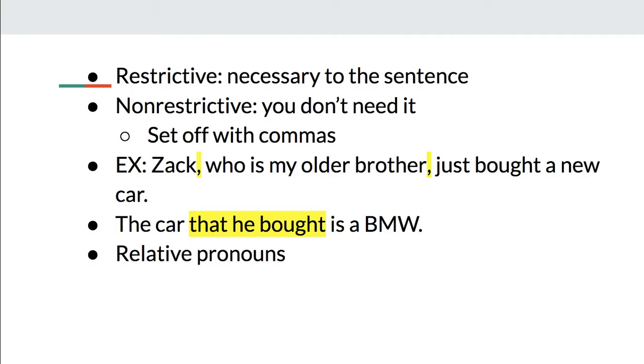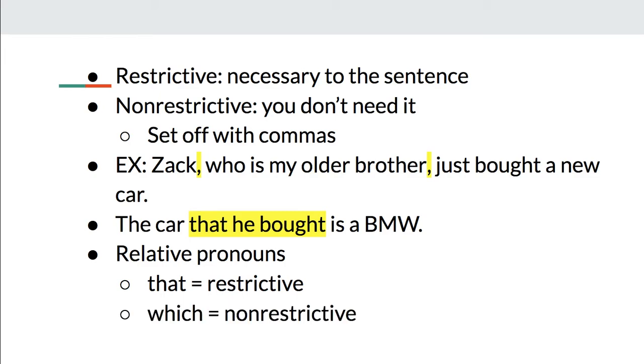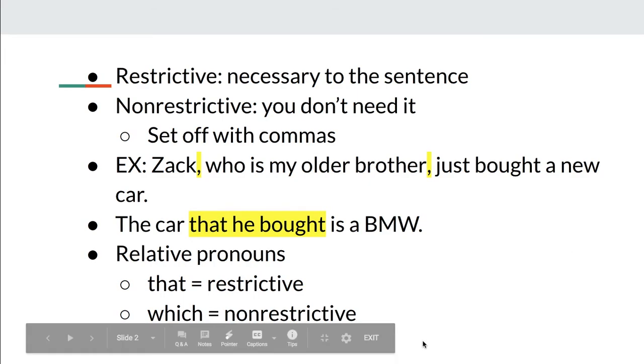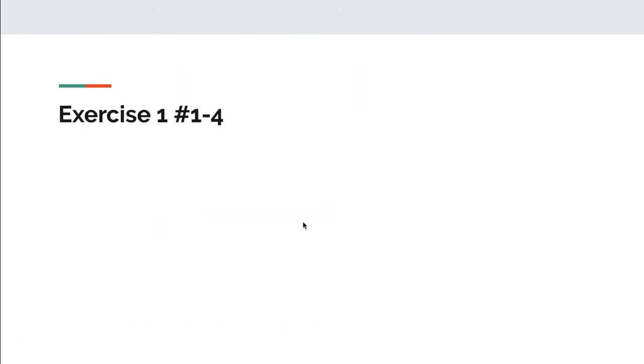And then it says the relative pronoun that is generally used for restrictive. So anytime you see the word that in a sentence, a light bulb should go off in your head. This is probably a restrictive clause. And which is used for non-restrictive clauses typically. But it's really any other relative pronoun like who, whose, which, what, right?